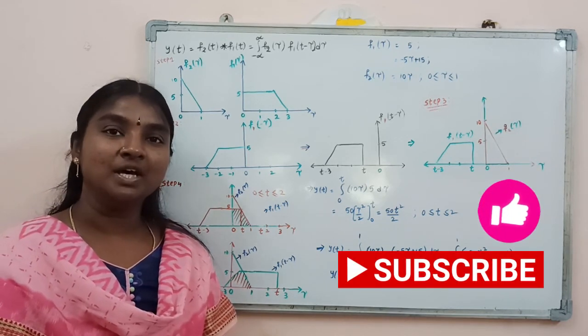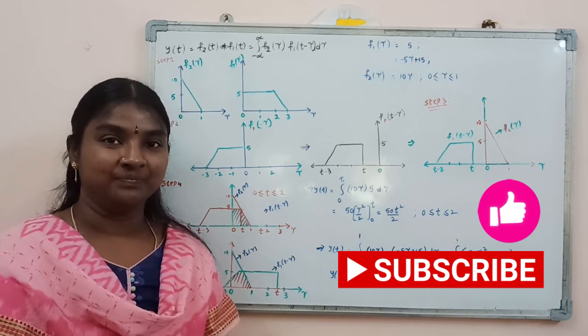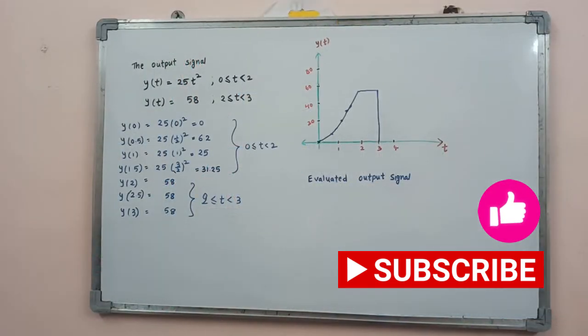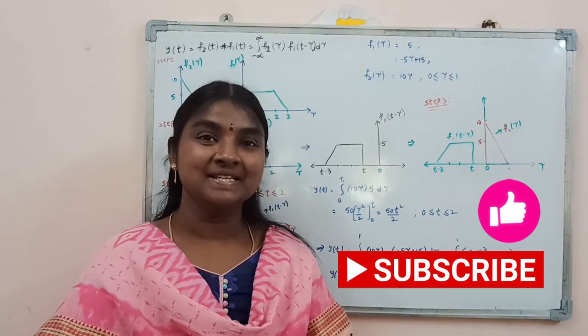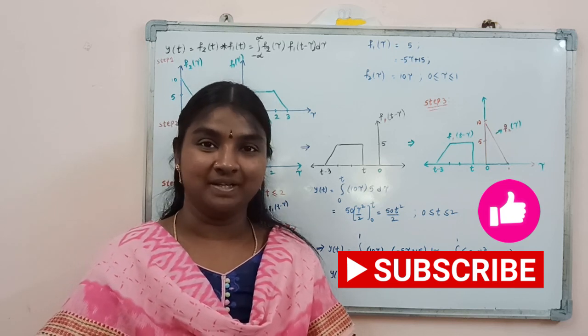Now we need to draw the output signal y of t in a graph. So by this, the convolution satisfies the commutative property.